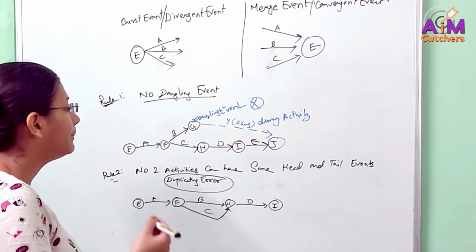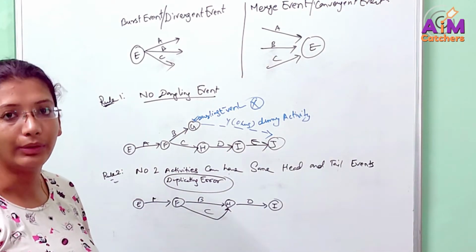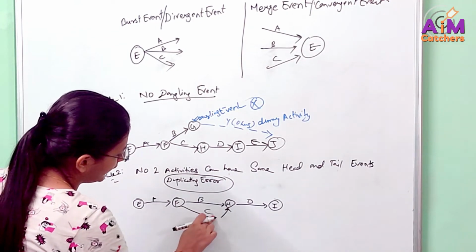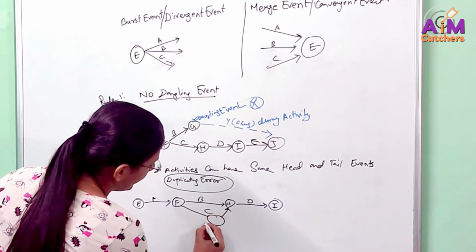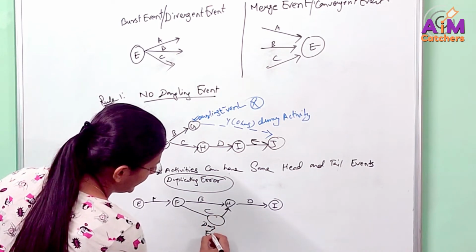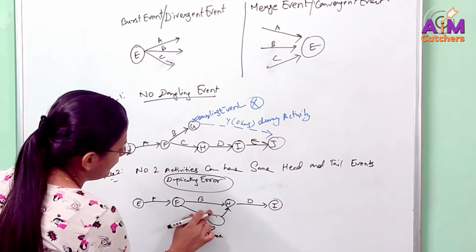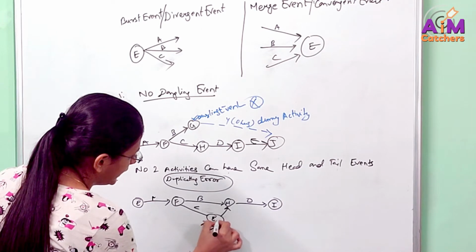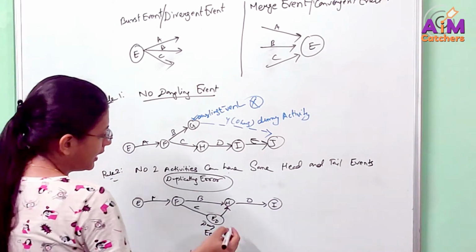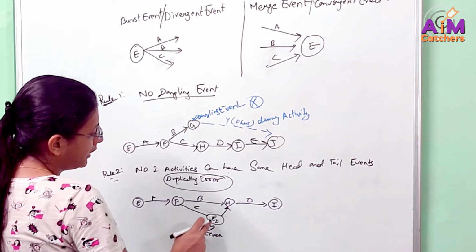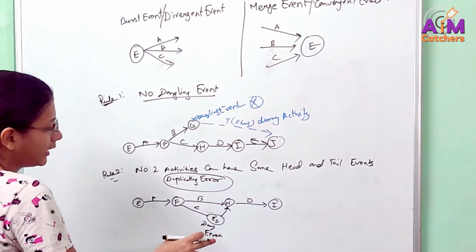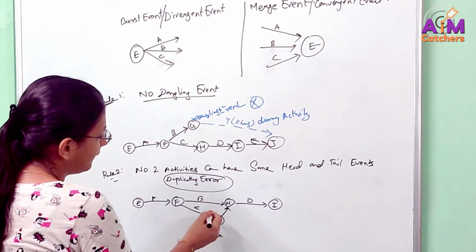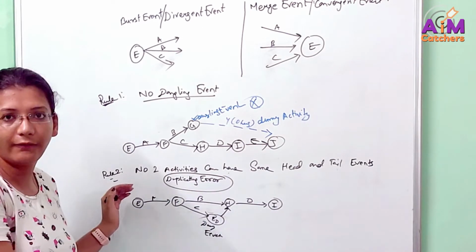So what can we do in this kind of situation? We will insert a dummy activity as well as a dummy event. So how will you deal with this? We will create a dummy event here. C will be coming to it. Let me write the dummy event as ED. So this dummy event will make it different. Now the rule is satisfied. We do not have both B and C having the same head and tail at the same time. These two are having different heads. So we have followed this rule.